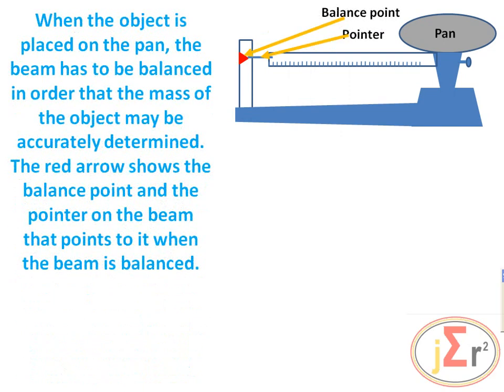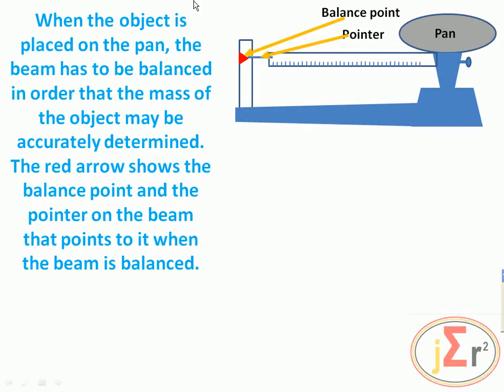When the object is placed on the pan, the beam has to be balanced in order that the mass of the object may be accurately determined. So when you put the mass here, it will cause the beam to tilt. So you have to balance the beam again, because the beam is not going to be balanced when you put a mass on the pan.